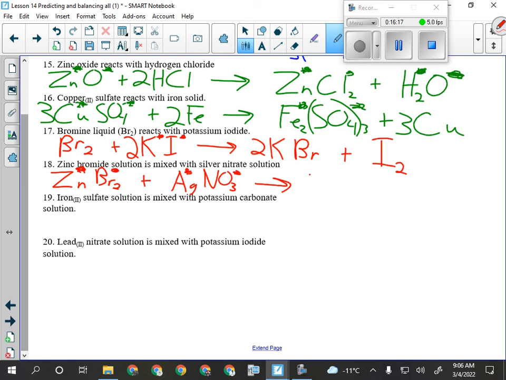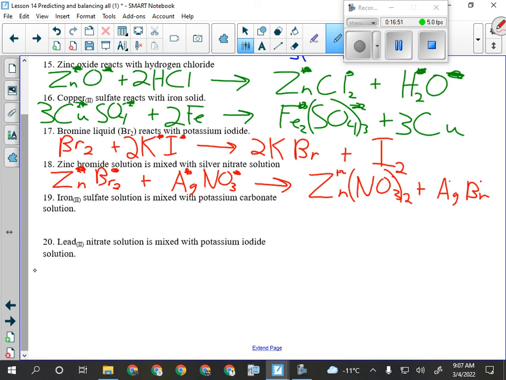We switch the metals. Zinc ends up with nitrate, and silver ends up with bromine. So it's always the same steps. I'm always just walking through the same set of things, checking it as I go. So I've figured out who goes with who, but now I have to drop and swap because they're both ionic compounds. Plus 2, minus 1, so I'm going to need some brackets here with a 2 outside the brackets. This is a plus 1, that's a minus 1, so that compound is fine the way it's written.